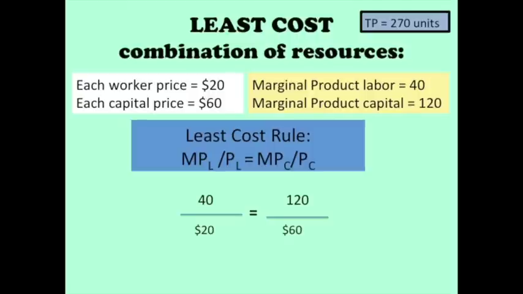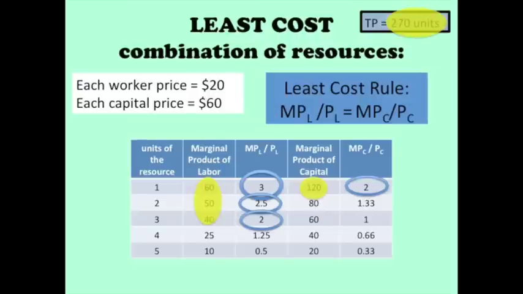Notice also that the method of moving down the labor and capital columns was in such a way that we got closer and closer to the marginal product per dollar of labor being equal to the marginal product per dollar of capital, and in the end, they were both equal. So the least cost rule is used to find the least cost way of making a set amount of output.